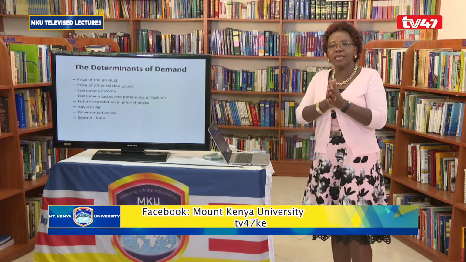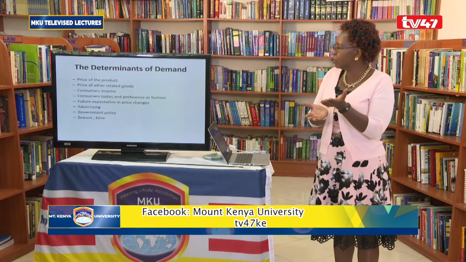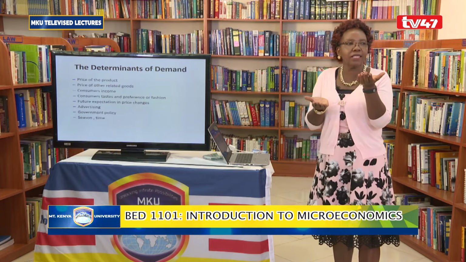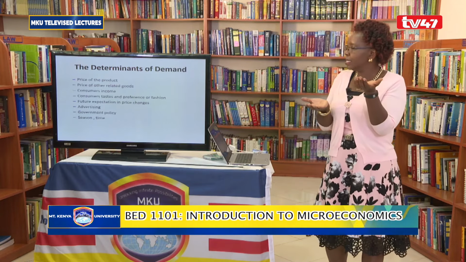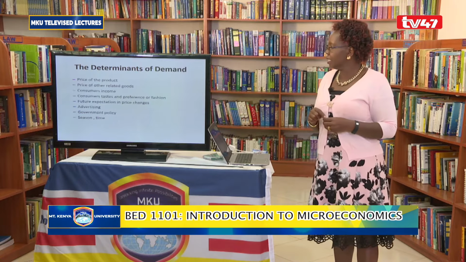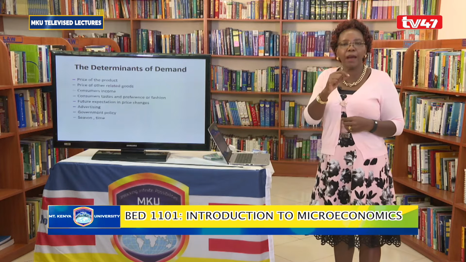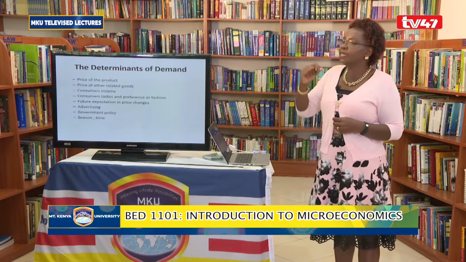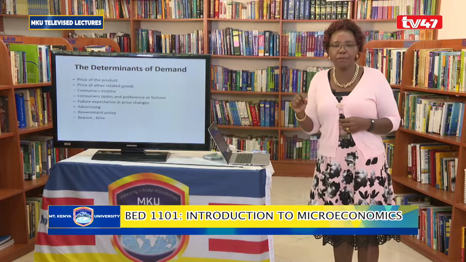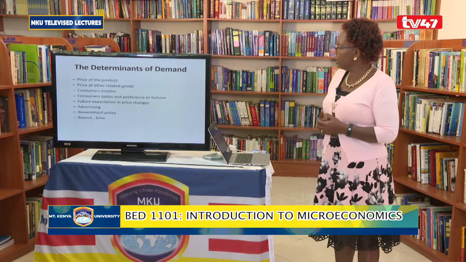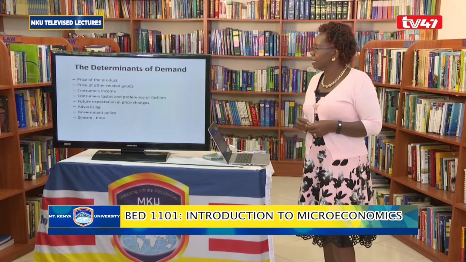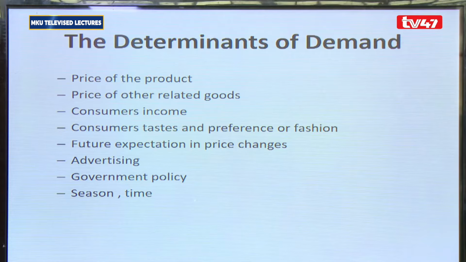As long as there are goods that have got substitutes, if the price of one product goes up, as long as the substitute product's price remains the same or decreases, the demand for the product whose price has gone up will go down. And the demand for the product whose price has remained stable or has gone down will go up. So it is very important to know that the price of the related products also influences demand.